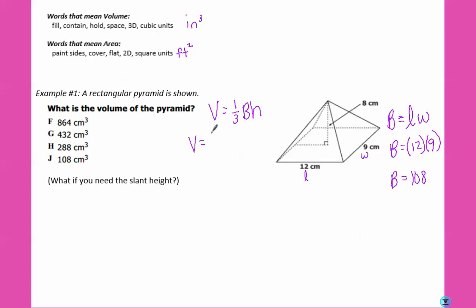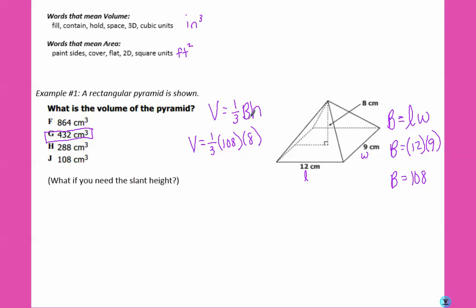So my volume equals 1/3, 108 times the height of my pyramid, which is 8. And if I type that all in my calculator, I get 432. So it's G.